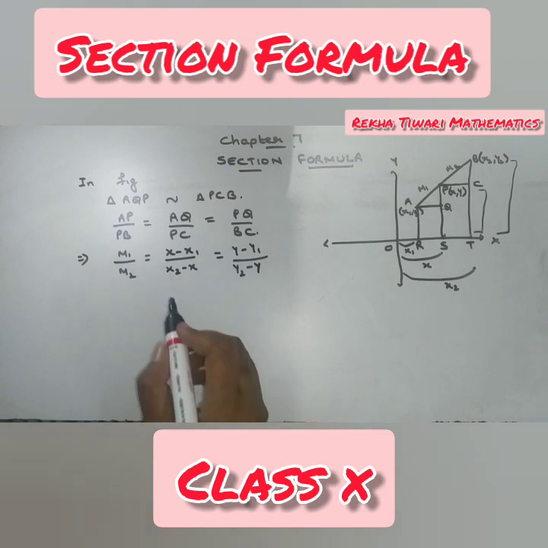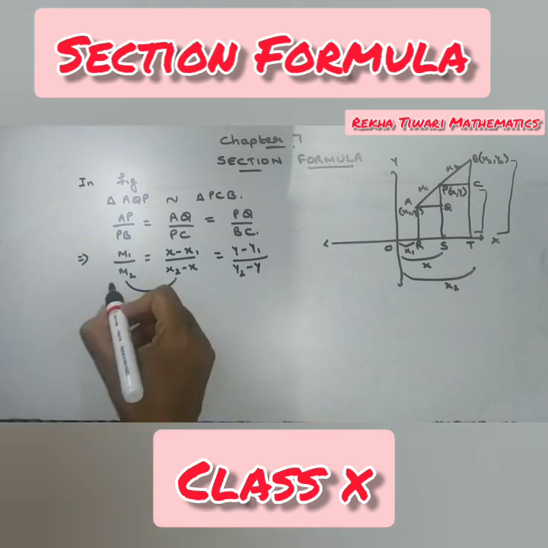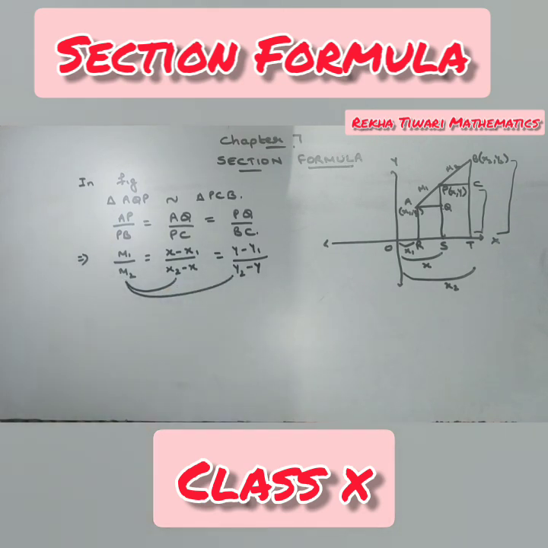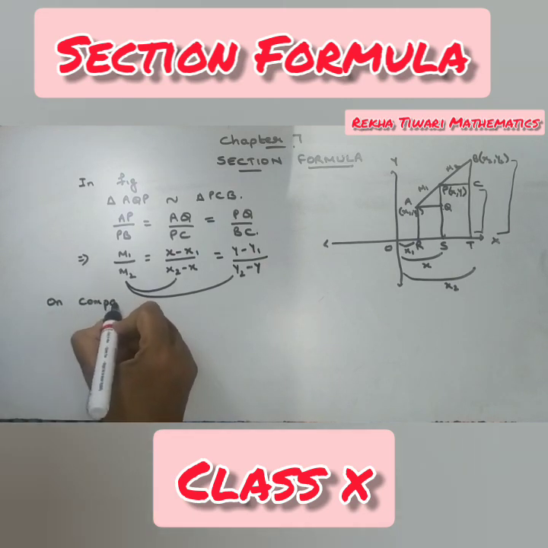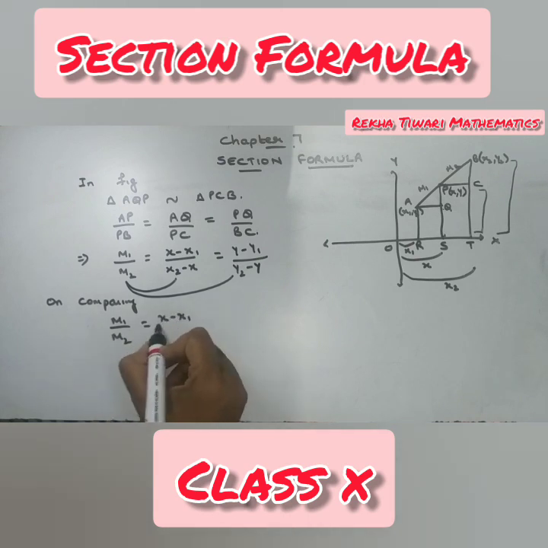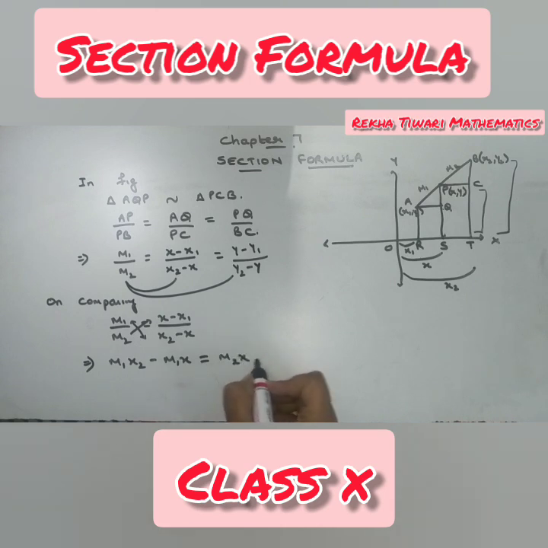Now my question is, I have to find x and y. When you compare the first two ratios, you will get the value of x, and when you compare the first and third, you will get the value of y, as we did in chapter 3, linear equations in two variables. So on comparing m1 upon m2 is equal to x minus x1 upon x2 minus x, just cross multiply and you will get m1 x2 minus m1 x is equal to m2 x minus m2 x1.